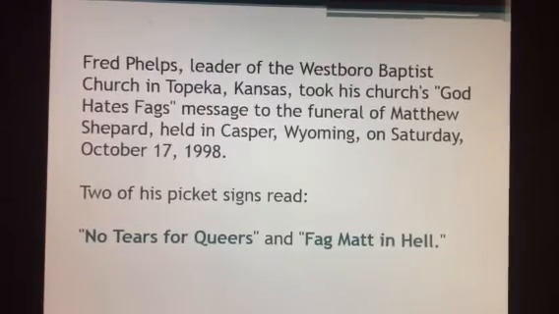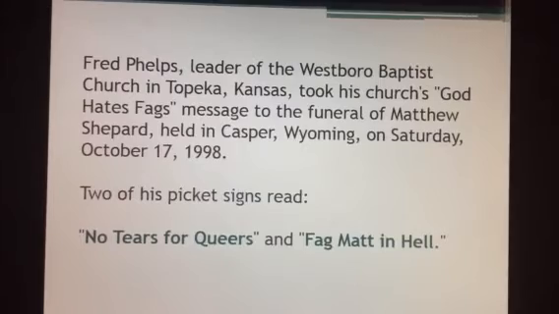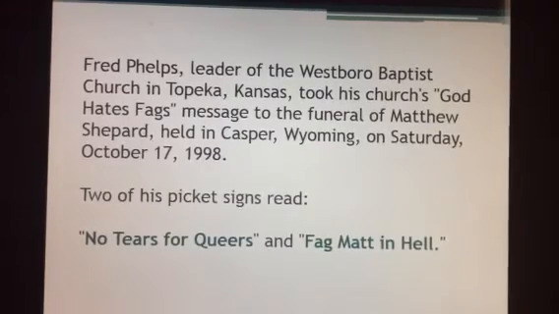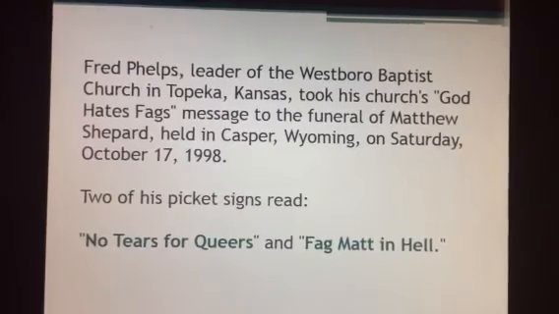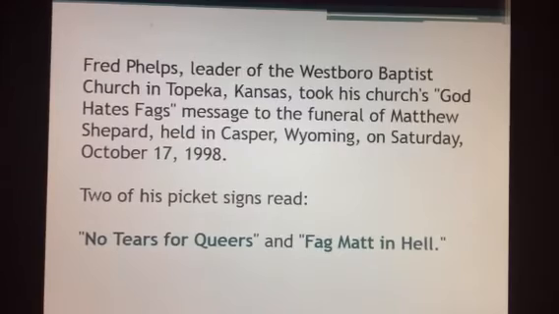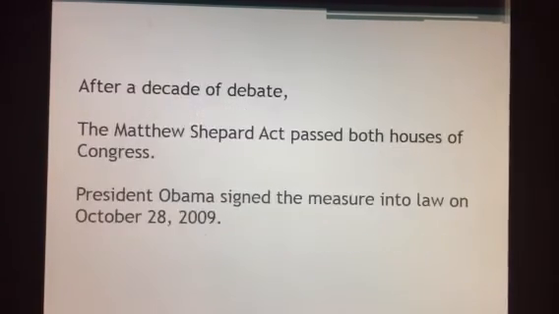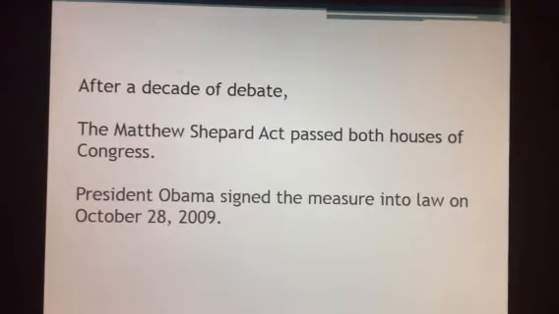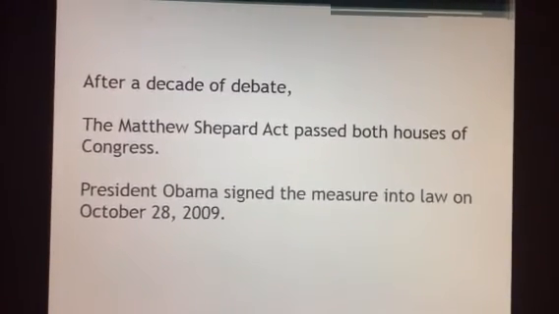Fred Phelps, leader of the Westboro Baptist Church in Topeka, Kansas, took his church's anti-gay message to the funeral of Matthew Shepard, held in Casper, Wyoming on Saturday, October 17th. Two of his picket signs carried hateful slogans. After a decade of debate, the Matthew Shepard Act passed both houses of Congress, and President Obama signed the measure into law on October 28, 2009.